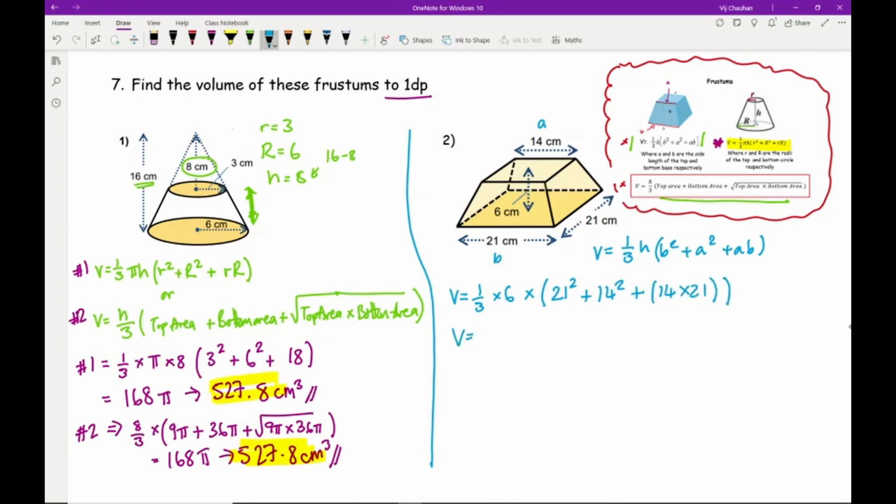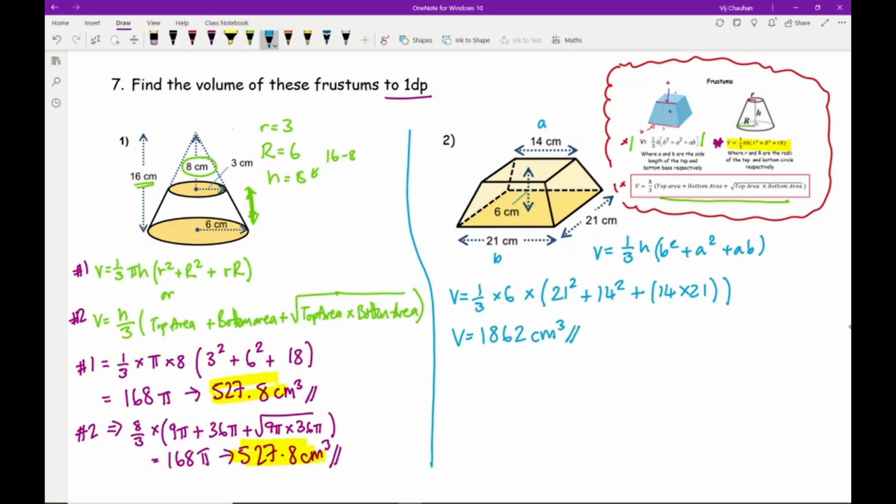And again, the more complex part of this is actually typing it into your calculator and making sure you don't get a math error, or syntax error, I should say. So I've got a third times 6 times, and then 21 squared plus 14 squared plus 14 times 21, and I get an answer of 1862 centimetre cubed.